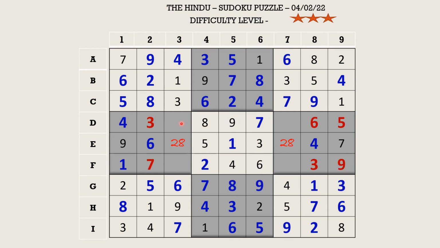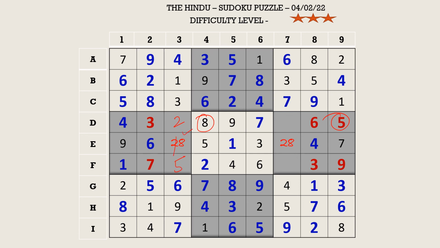In column 3, there are 3 missing numbers. They are 5, 2 and 8. You have 8 and 5 blocking. So D3 takes 2. So E3 takes 8 and 5 goes in F3.